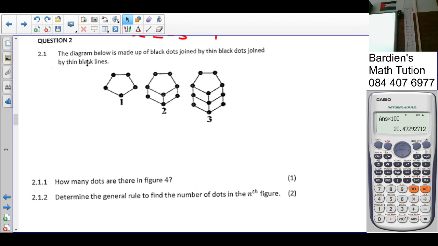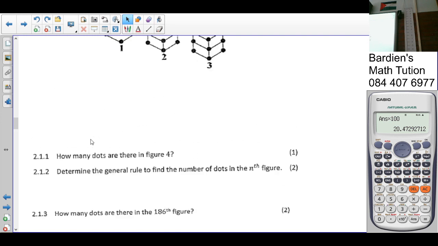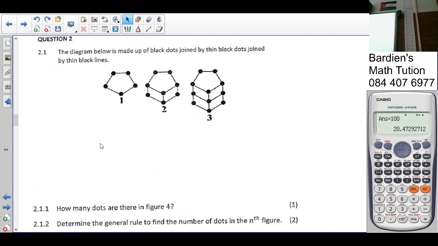Right, question 2. In question 2, we are told the diagram below is made up of black dots joined by thin black lines.